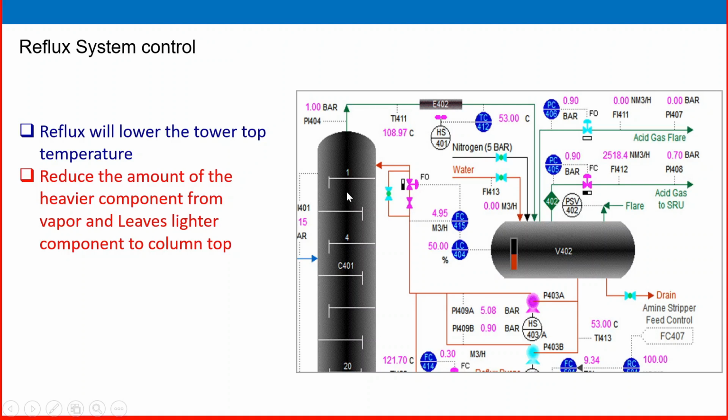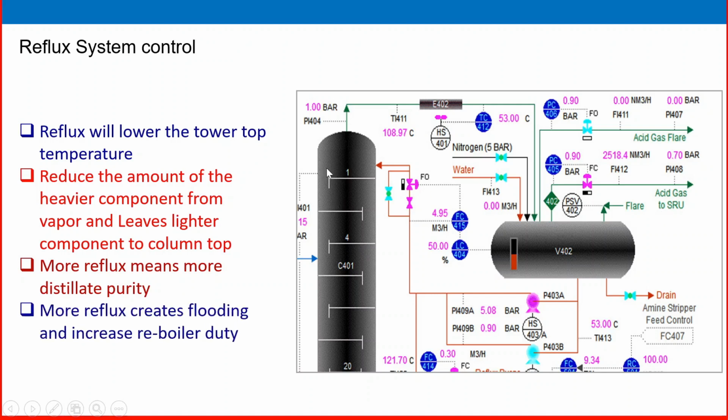You know that water boils at just above 100 degrees C at 1 bar. Amine at around 138, or even 125, can start vaporizing and decomposing. That will not happen, so maintain that temperature here using the reflux system. More reflux means more distillate purity, but even more reflux creates flooding and increases reboiler duty.